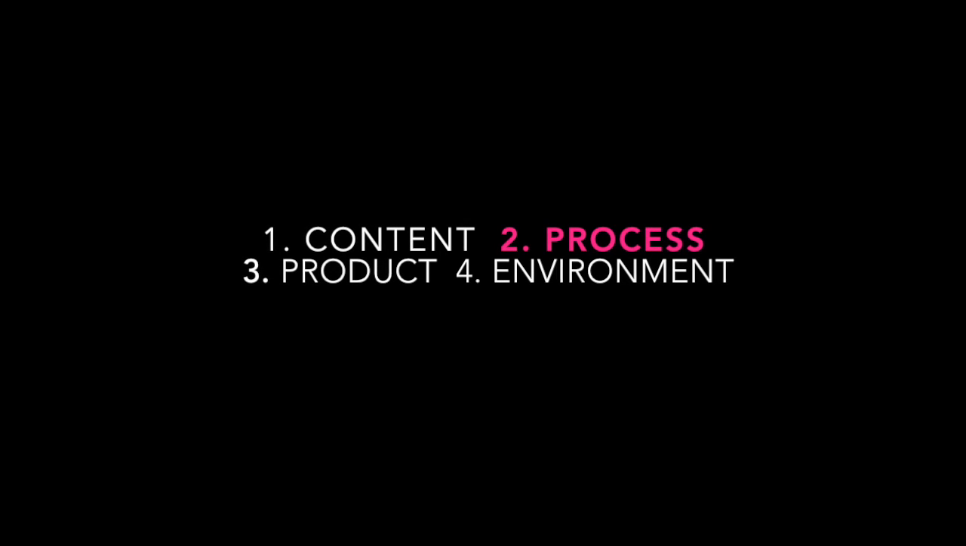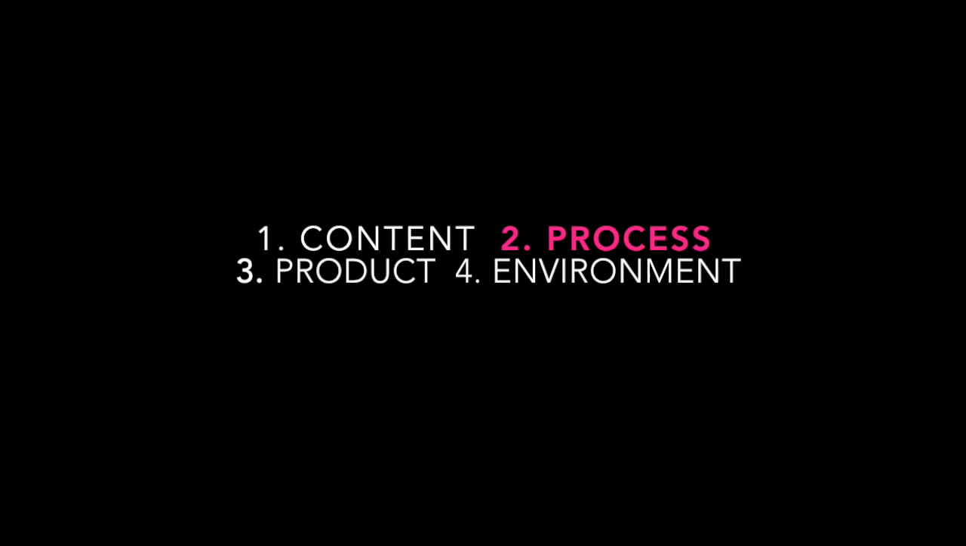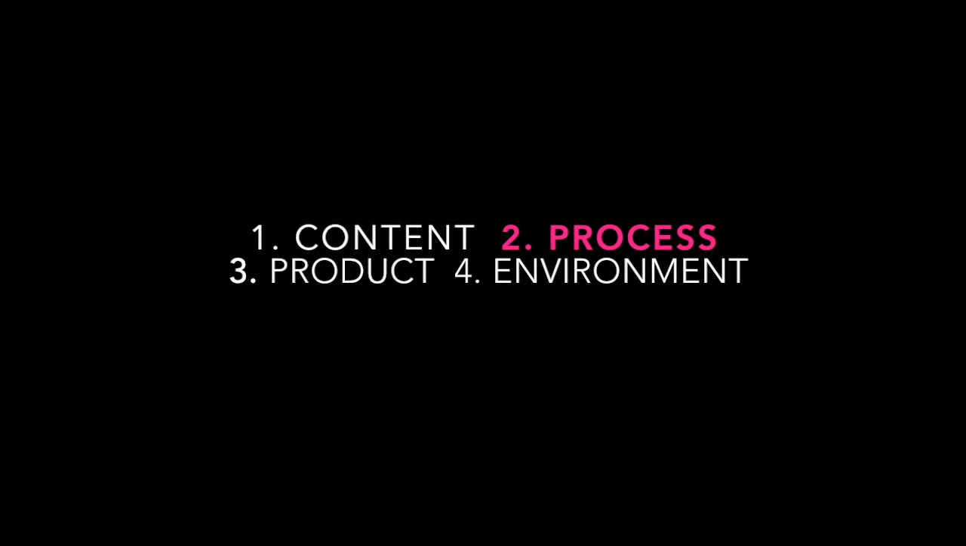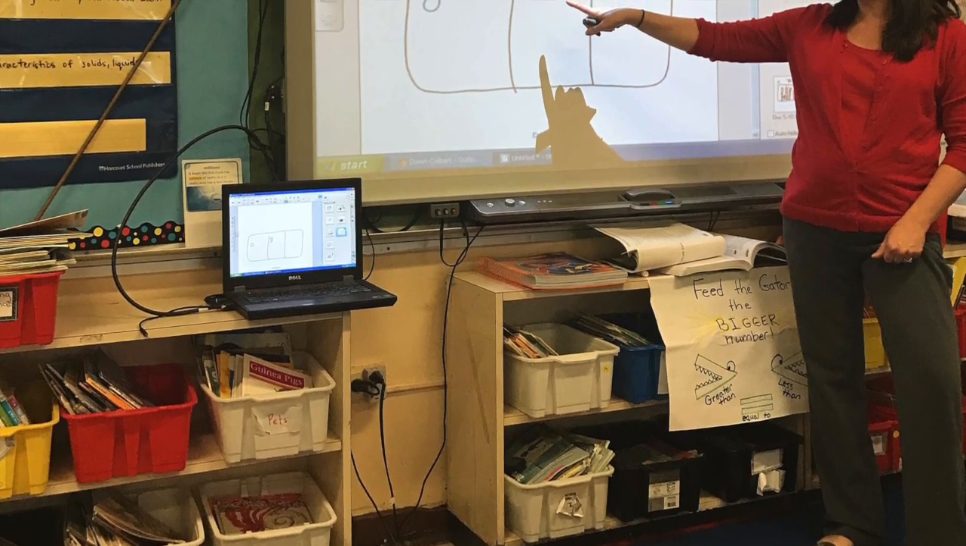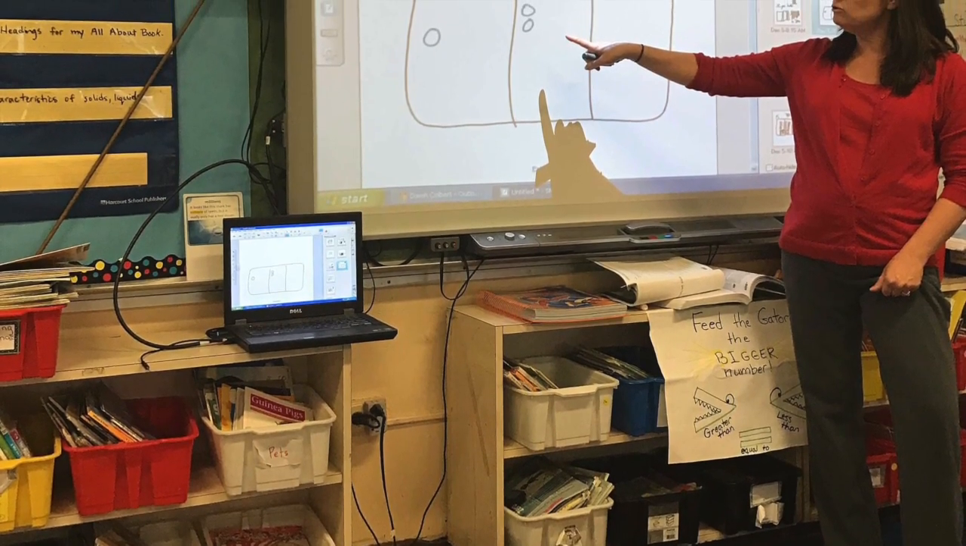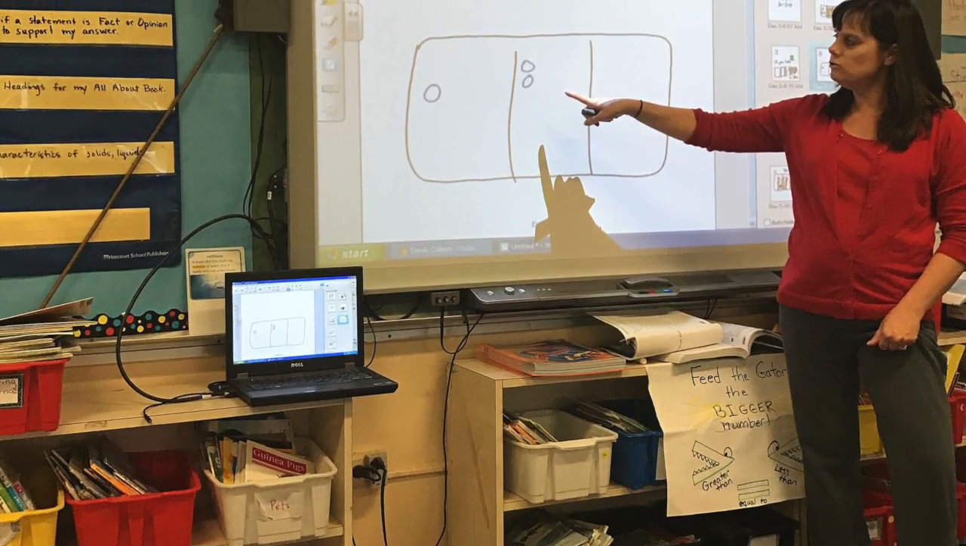The second way to differentiate would be through the actual process. And so we see that happen. And so when we think about process, we think about how. Content, we think about the what. Process, we think about how.